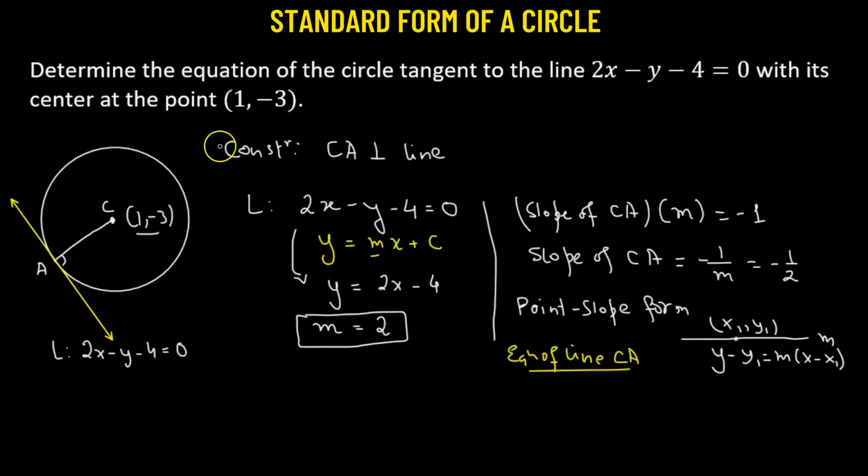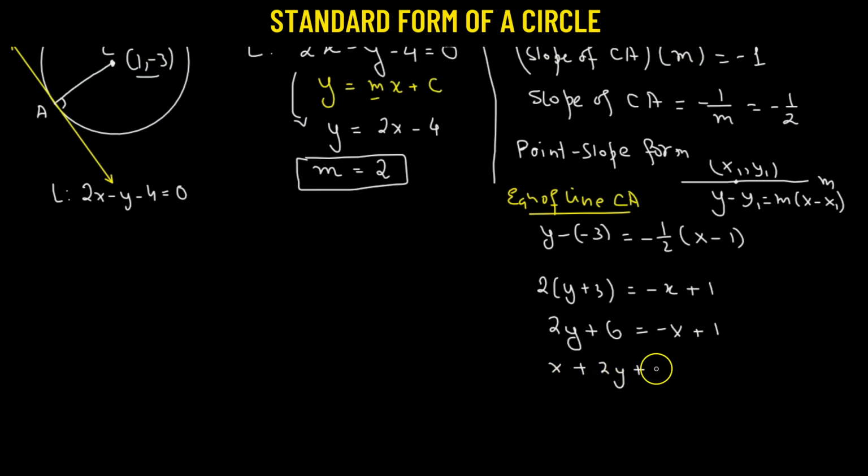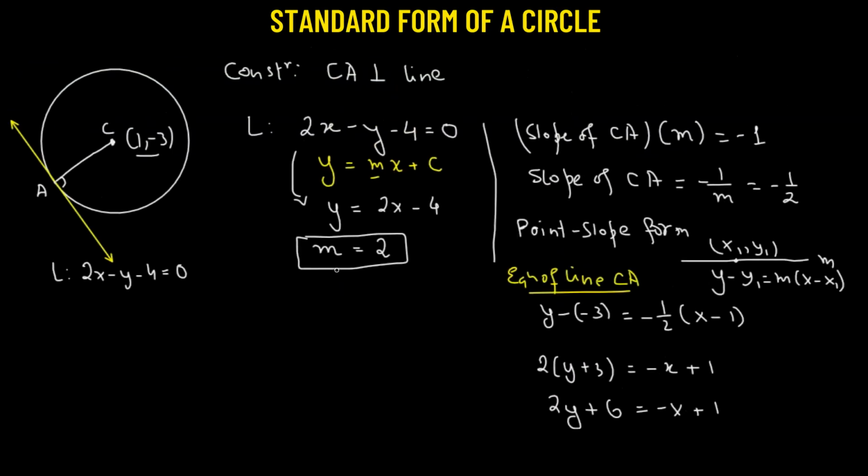So we have y minus y1, where y1 is negative 3, equals the slope, negative half, multiplied by x minus x1, where x1 is 1. Let's now solve this. We get 2 times (y plus 3) equals negative x plus 1. So we have 2y plus 6 equals negative x plus 1, or x plus 2y plus 5 equals 0. So this is the equation of line CA.